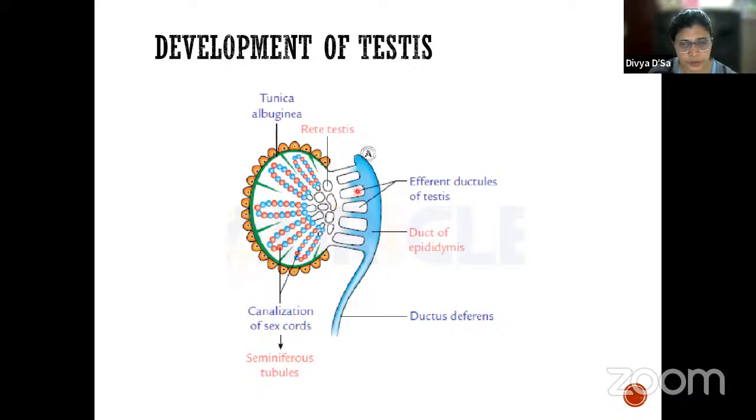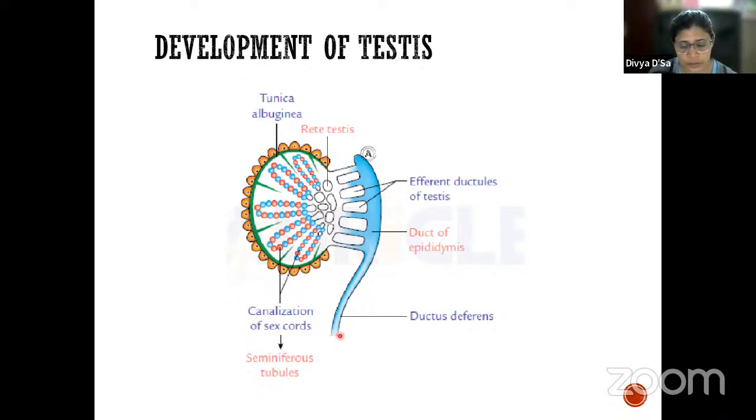Now from the rete testis, the tubules extend into the mesonephric duct, which forms from the mesonephros. The mesonephros disappears, but the duct as well as the tubules remain. Those tubules form the efferent ductules, which form the head of the epididymis. All these efferent ductules open into the mesonephric duct, which forms the duct of the epididymis, and that continues as the vas deferens.